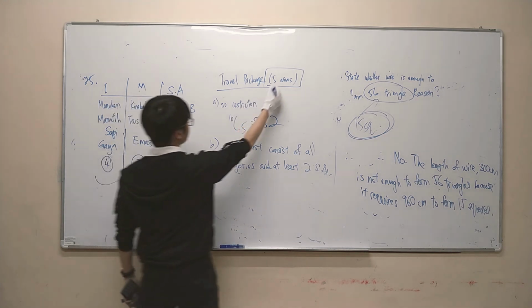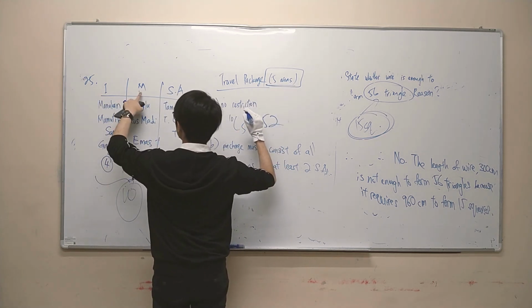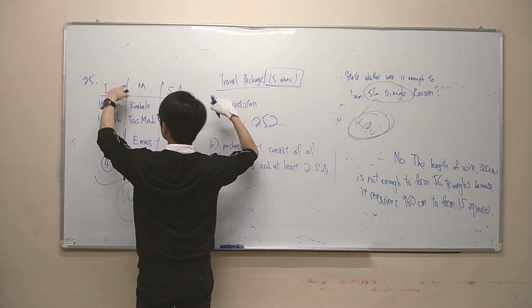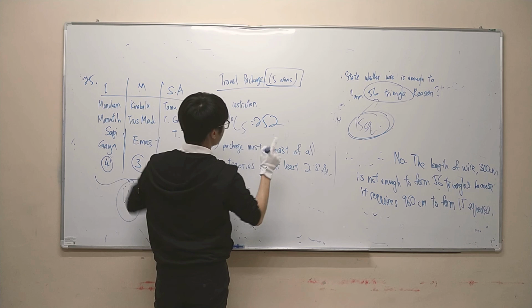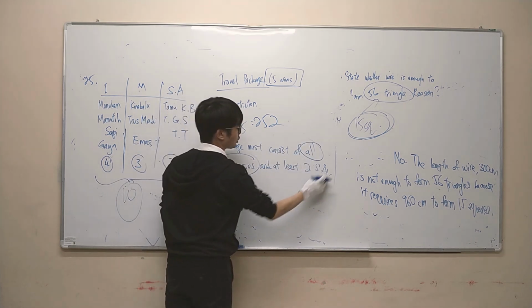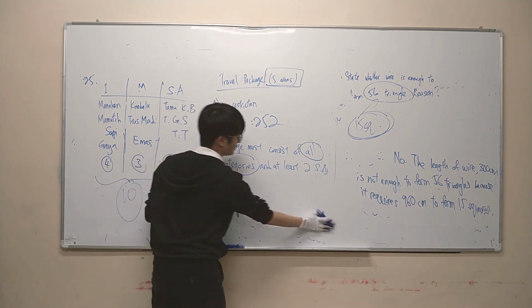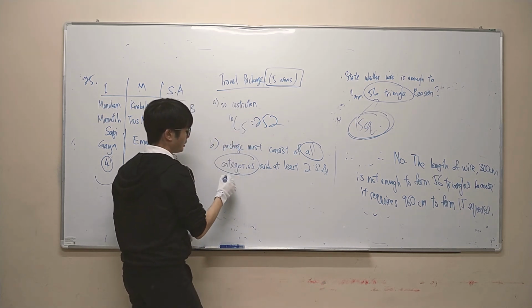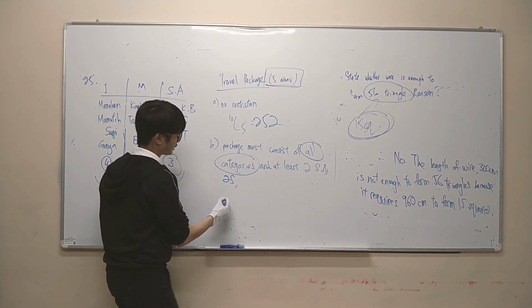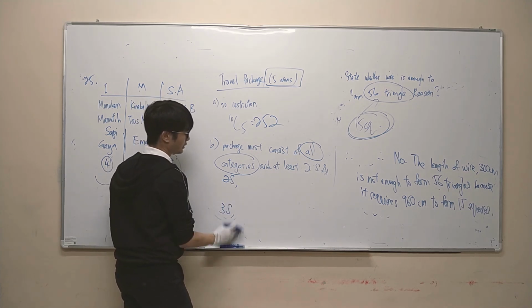It means that in these 5 areas, you should include island, mountain, at least 1. It means there must be at least one island, at least one mountain, and at least one shopping area. This is what it means, all categories. And at least 2 shopping areas. Okay, how? At least 2 shopping areas means 2 shopping areas also included, or 3 shopping areas. Okay?